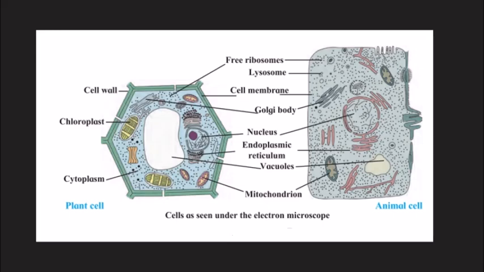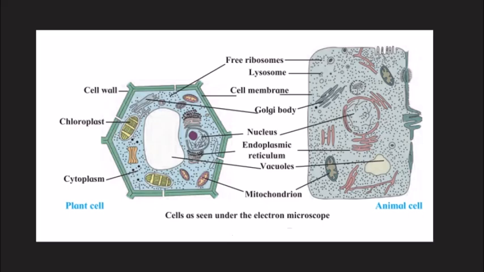In plant cell, we can find some organelles which are not present in animal cell. But what things are present in both? First of all, the cell wall is the outer covering of the cell and it is present only in plant cell. This cell wall is absent in animal cell. So in animal cell you will see that there is no cell wall.